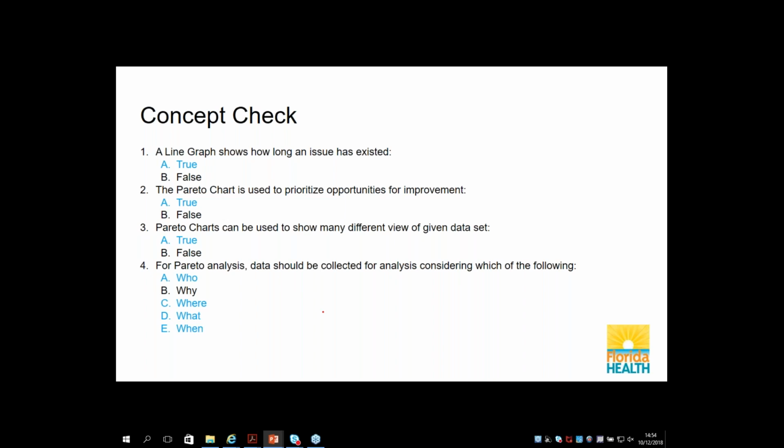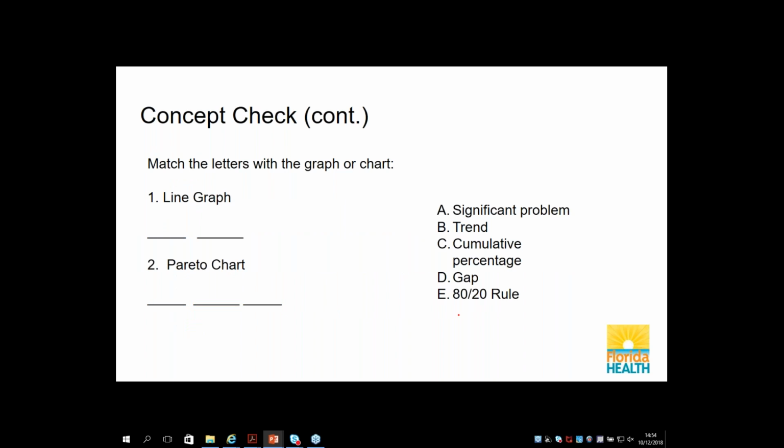Now let's match the letters with the graph or chart. Our two options are a line graph or a Pareto chart. For a significant problem, would you utilize a line graph or a Pareto chart? We have some people saying a Pareto, some people saying a line graph. A significant problem is going to be a Pareto chart. Correct. What about trends? If you're trying to look at trends, are you going to use a line graph or a Pareto chart? You guys knew that one right away. Yep, it's going to be a line graph.